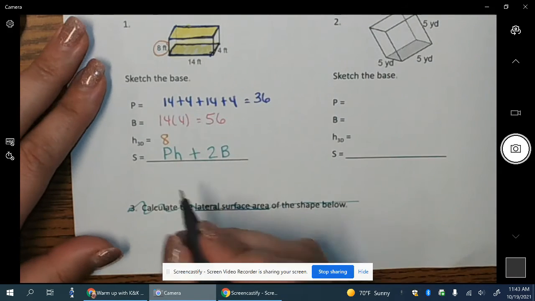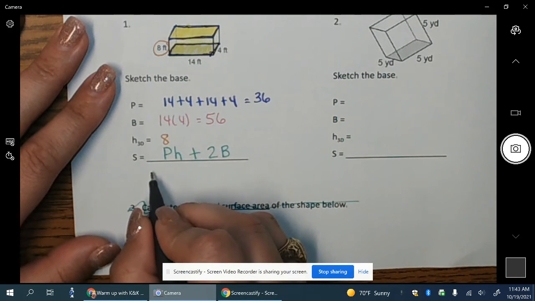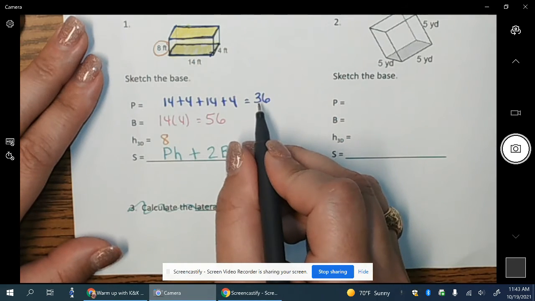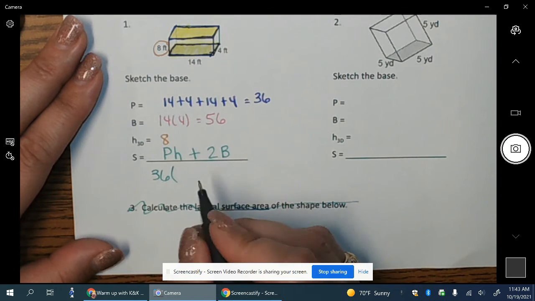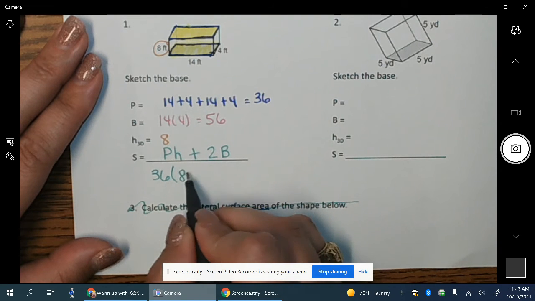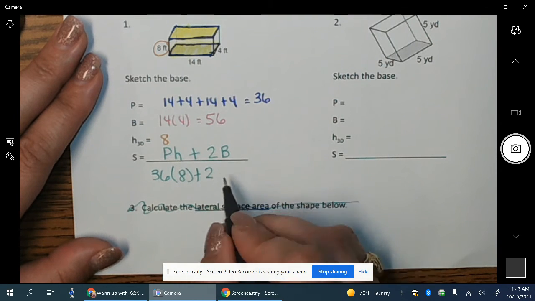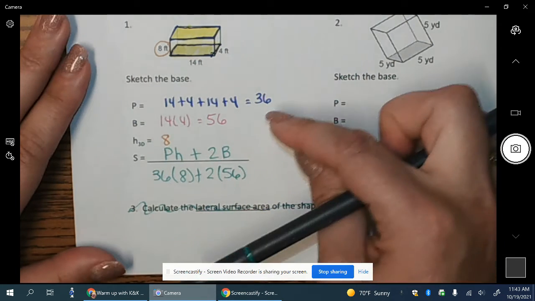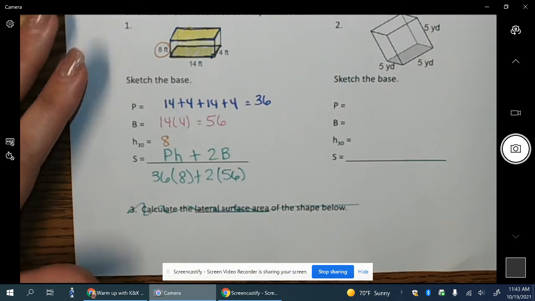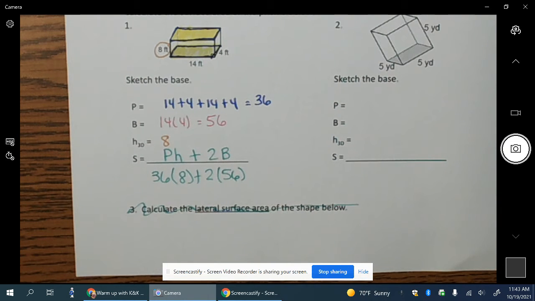Okay. What's the perimeter? Guys, what's the perimeter? 36. What's the height? 8, plus 2. What's big B? 56. All you're doing is taking these numbers and plugging them into the formula now. That's it. Yes, because there are 2 bases. That's just the formula. Okay, so what do you get when you put all that in the calculator?